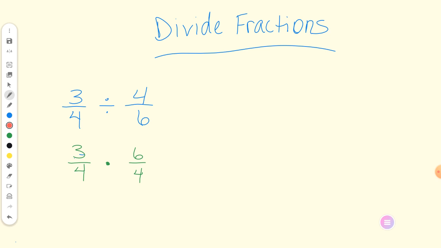Waylon, help her out. You could simplify 6. Yeah, so we could cross reduce diagonally. I'm going to reduce them both by 2. So we would have 3 halves, or 3/2, times 3/4. Is there anything else I can cross reduce?